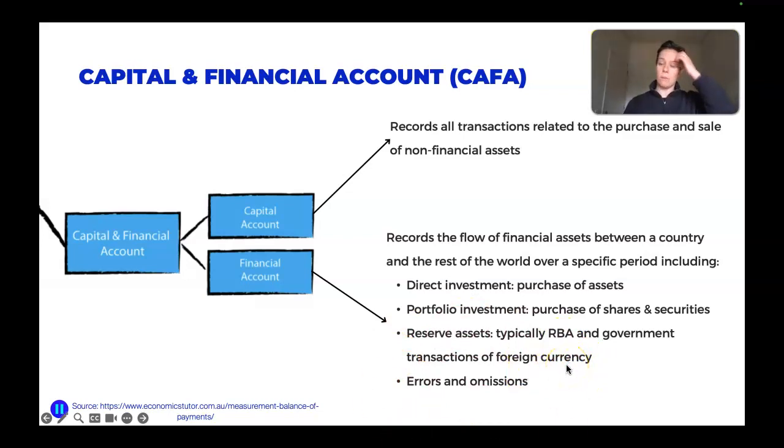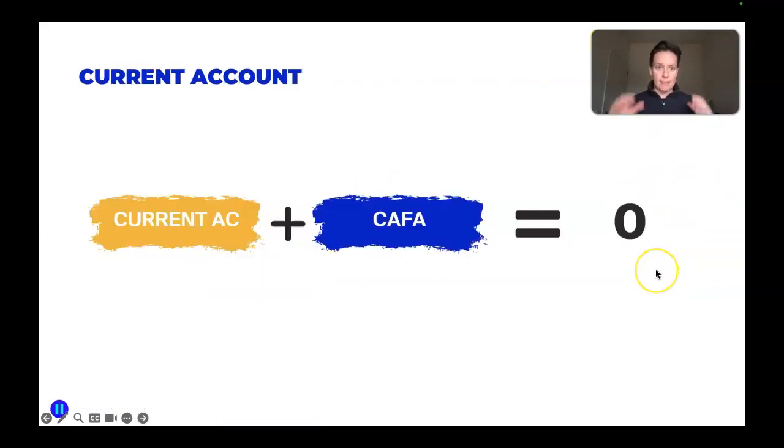Now, I don't need you to be an expert on what these are, but you do need to have a handle or an idea that the capital account captures all transactions related to the purchase and sale of non-financial assets, and the financial account captures all flows of financial assets, okay? We'll play with that one in a little bit more detail later, but keeping in mind, team, that this really is the gold standard that I need you to walk away from today's video with, okay? So your current account plus your capital and financial account are always equal to 0.